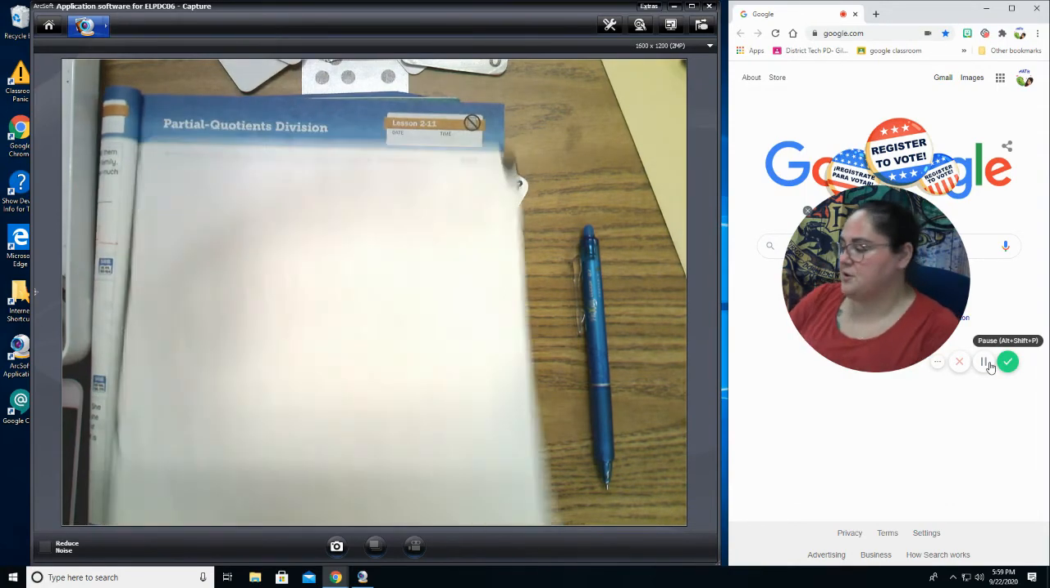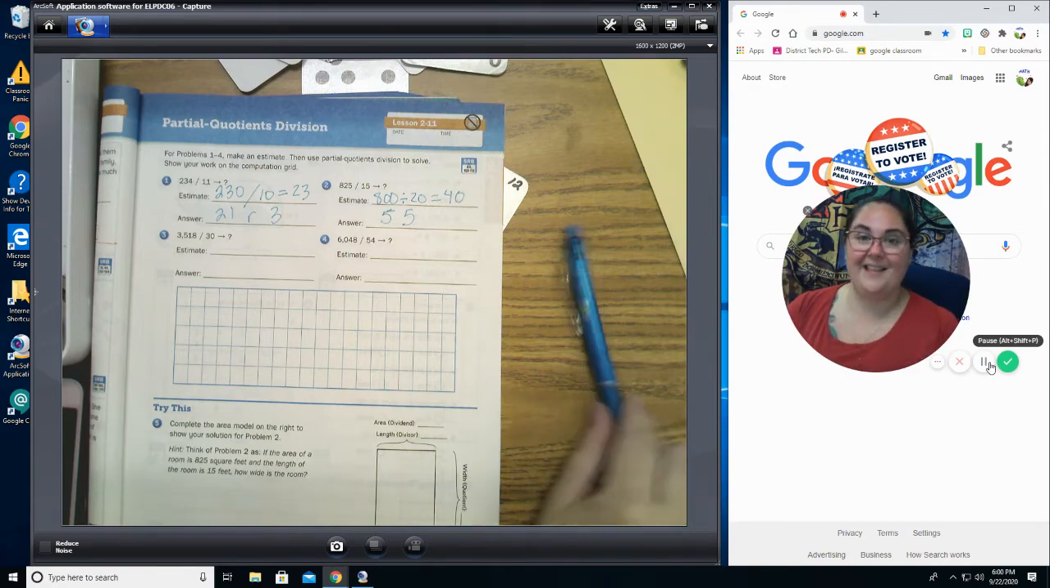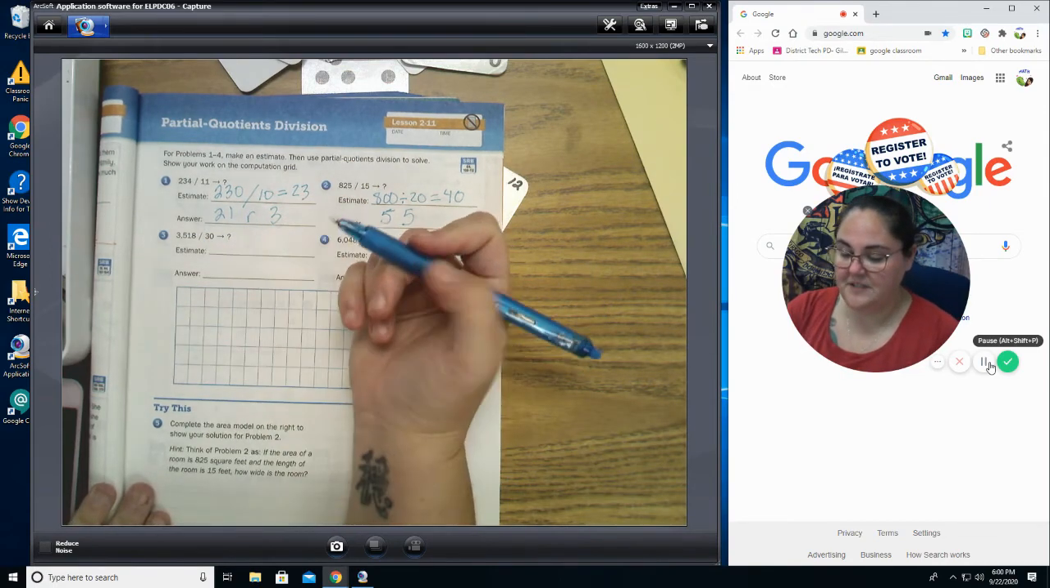Remember, when you're doing partial quotients, I don't care if you like this method. I want to teach it to you and show you. But when it comes time to actually doing the problem, I want you to do the way that's best for you. Not for me, not for your friend. What's easiest for you? So the next couple problems, you're going to choose your method.